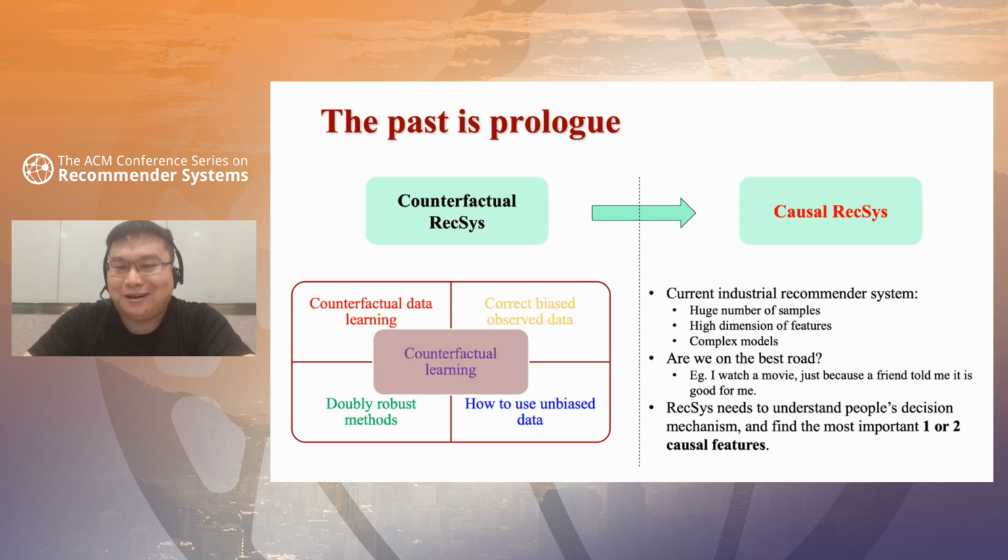For example, I decided to watch a movie tonight just because my friend Bowen told me it's a good movie for me. My friend telling me is a causal feature. So I think the future recommendation system needs to understand people's decision mechanism and find the most important causal features. It's very hard, but it's valuable to explore.